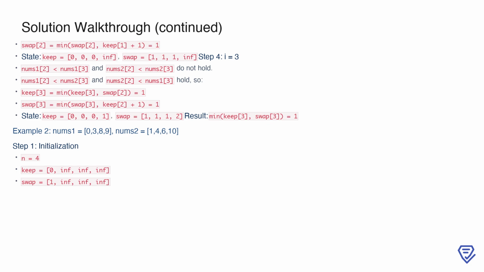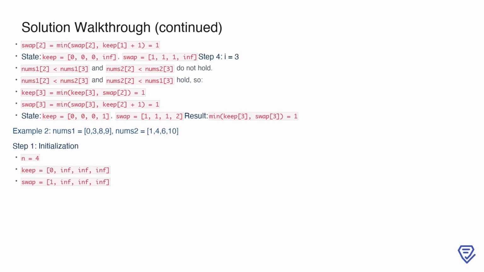Now, in step i equals 3, the first condition, nums1[2] less than nums1[3], and nums2[2] less than nums2[3], does not hold. However, the second condition, nums1[2] less than nums2[3], and nums2[2] less than nums1[3], does hold. This means we can only achieve the desired order by transitioning between the arrays. For this, we set keep[3] to the minimum of keep[3] and swap[2], which is 1, and swap[3] to the minimum of swap[3] and keep[2] plus 1, resulting in 2. The final state arrays are keep equals [0, 0, 0, 1], and swap equals [1, 1, 1, 2].